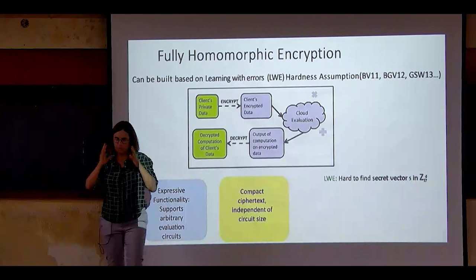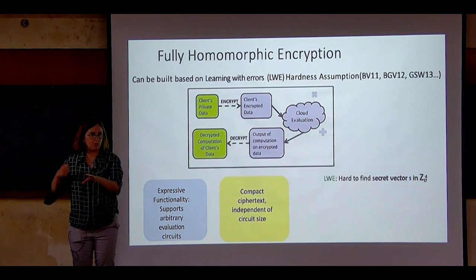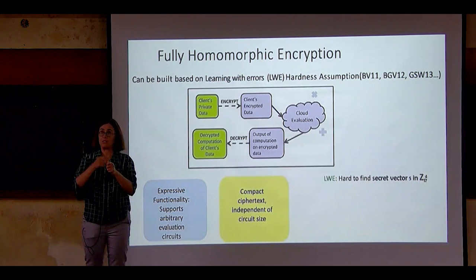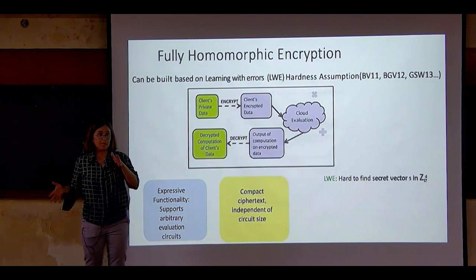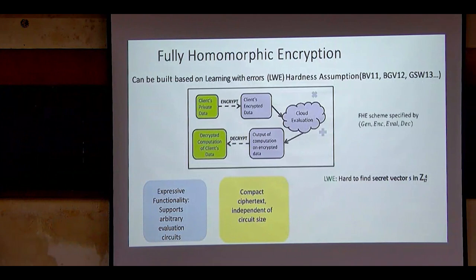So even if all the computational power is in the cloud, you can be safe and just send your data encrypted to the cloud, it does the computation, and then it gives you back the result, which you can decrypt. Beautiful. Now, it's expressive, so it supports arbitrary circuits. It's also compact: you send an encryption of the inputs and you get an encryption of the outputs. You don't have to keep any intermediary result, only the cloud has to keep it. It's based on learning with errors, which I think is easier to comprehend than the lattice problems, but it's equivalent to them.